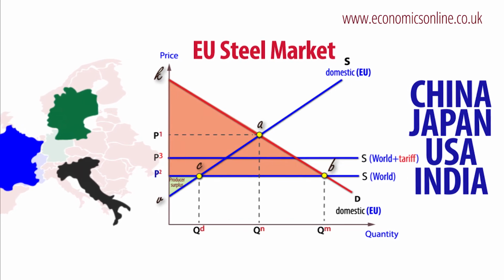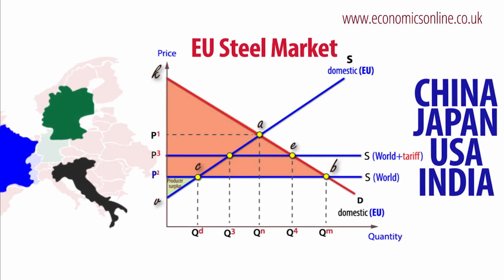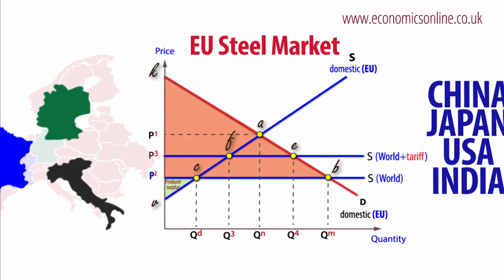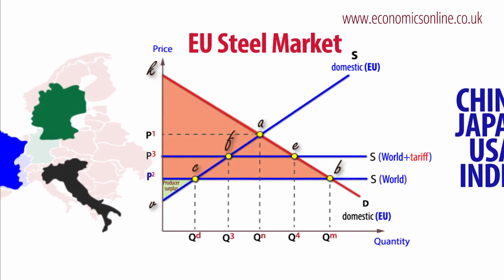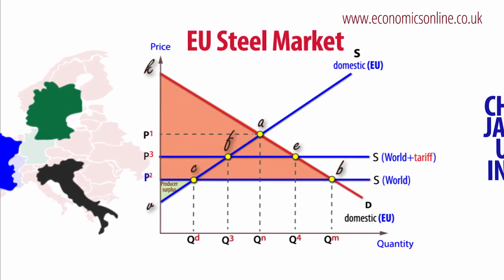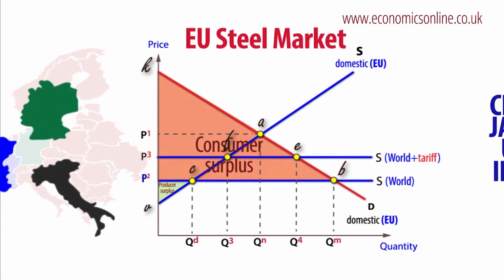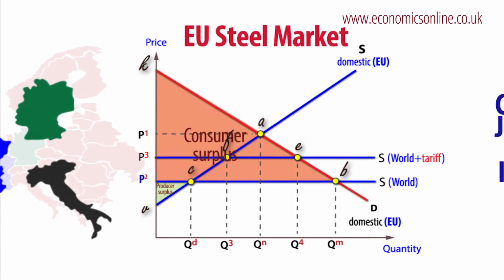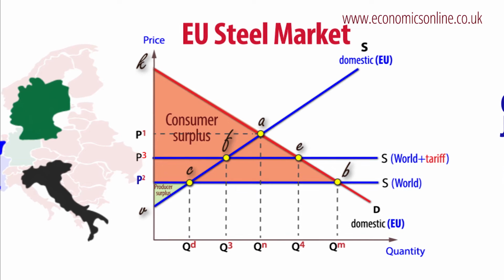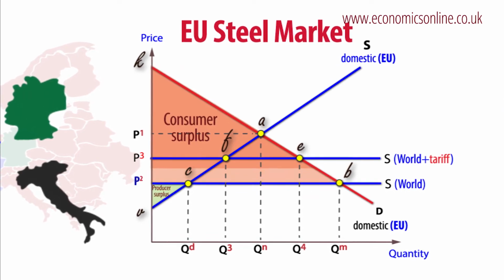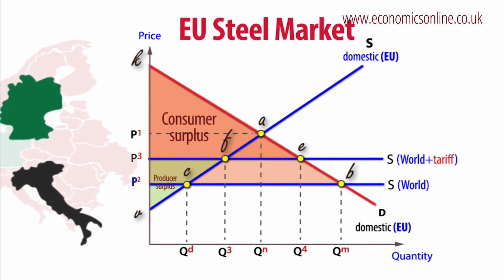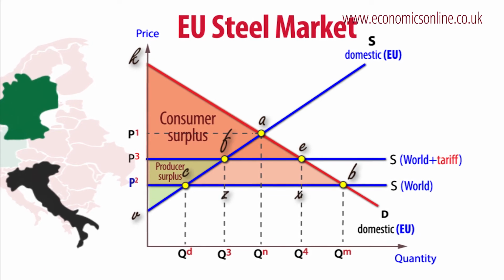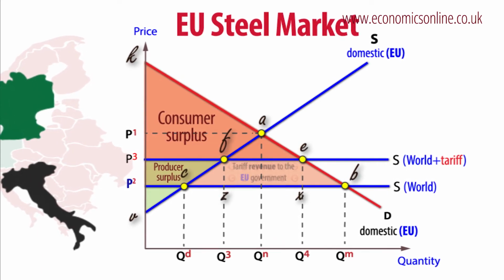Demand now contracts from B to E. Domestic supply now extends from C to F. While consumer surplus falls, producer surplus increases. The net effect is a loss of consumer surplus of the area F, E, B and C. However, the EU can gain tariff revenue of the area F, E, X and Z, which is the value of the tariff times the quantity imported.